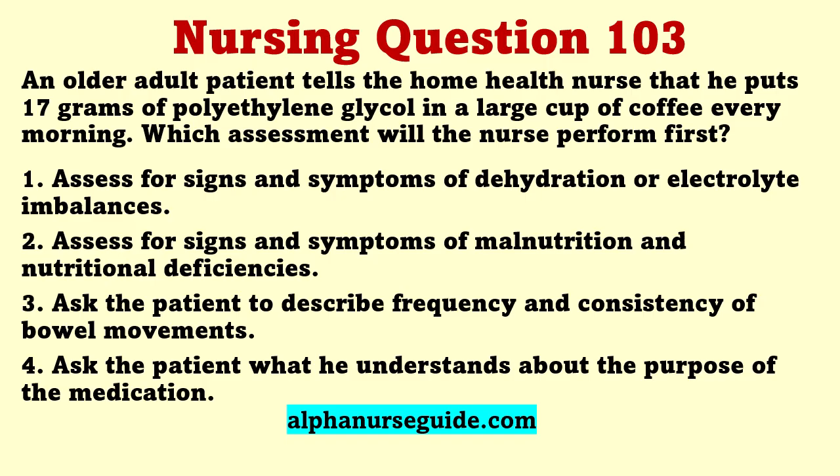The correct answer is 3. Ask the patient to describe frequency and consistency of bowel movements. Rationale. The patient is taking the recommended dose of polyethylene glycol. Polyethylene glycol is used for the treatment of chronic constipation, so the nurse would assess the effect that the medication is having on bowel movements. Older adult patients generally have a greater risk for dehydration, fluid and electrolyte imbalances, and nutritional deficiencies, so these would be included in routine assessment. Reviewing understanding of medications is always a good idea if the nurse has time.